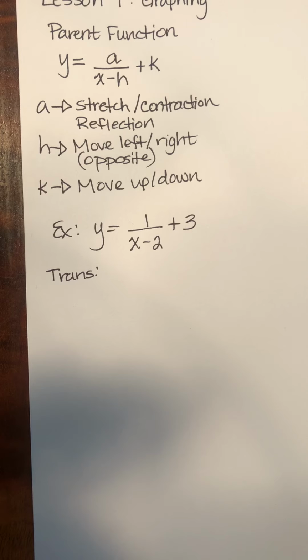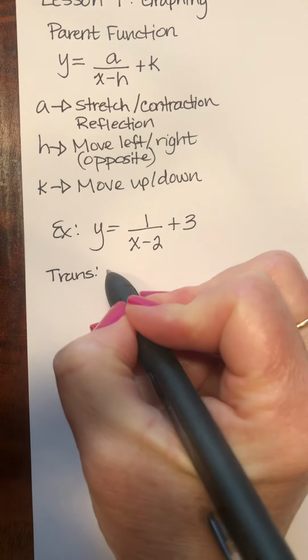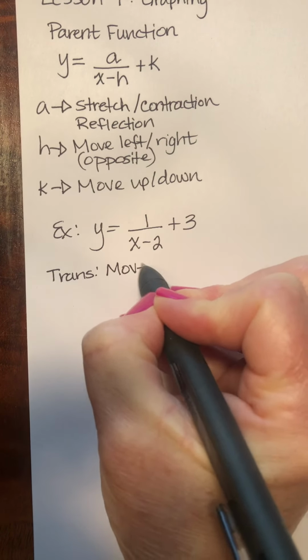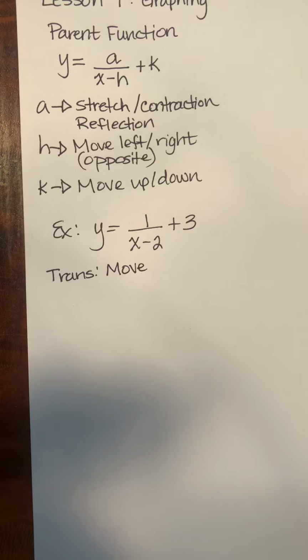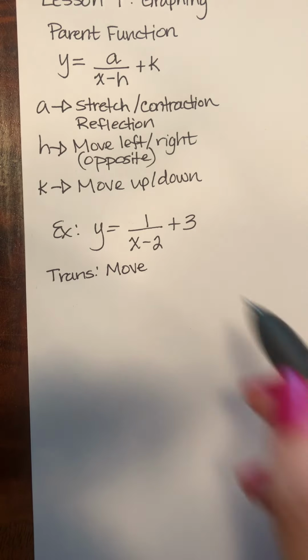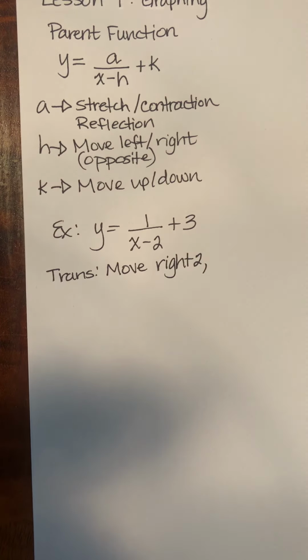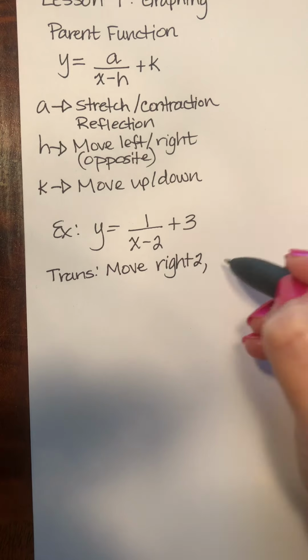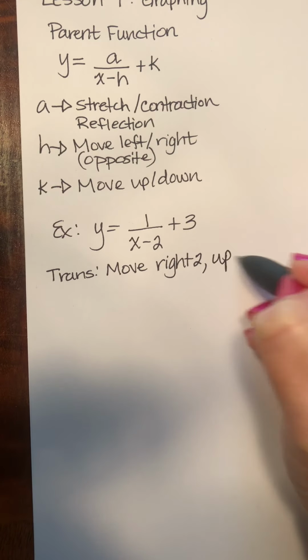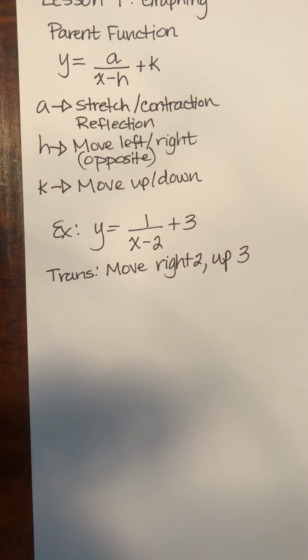So if we look for what the transformations are, first of all, I'm going to look in front of the fraction. There's no negative, so I don't have to worry about a reflection. A is 1, so I don't have to worry about a stretch or a contraction, but I do have a number in place of h. And that means I'm going to move left or right, and I'm going to go in the opposite direction of what you're seeing. So if that's a minus 2, I'm going to move right 2. And then we have this plus 3 at the end. Remember, that's like the k. That tells you to move up or down. Since it's positive, that's going to be an up 3.